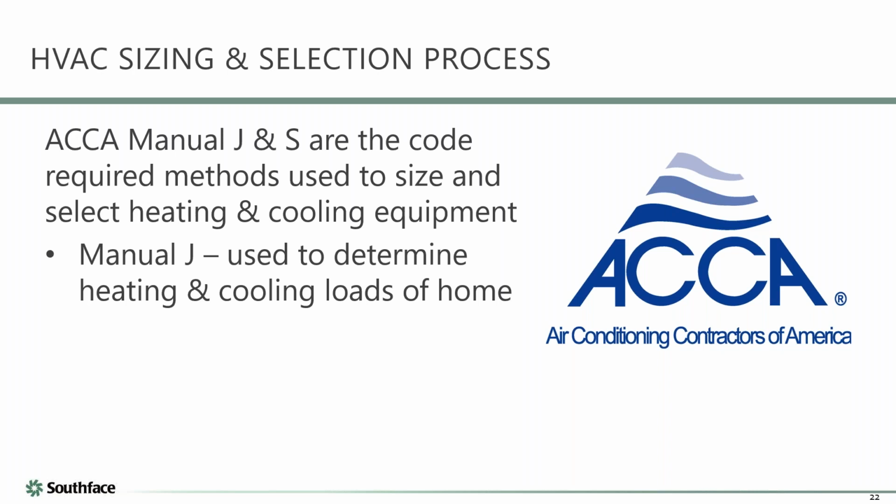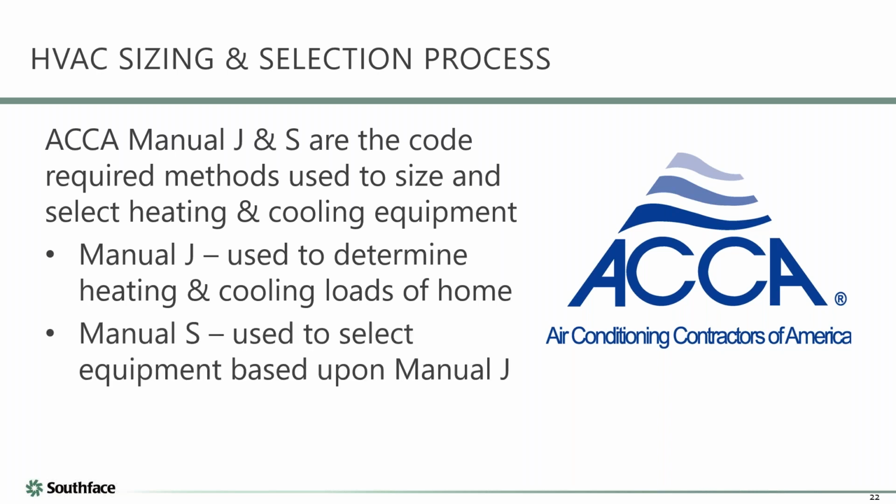So the load is from the house. The capacity is what you get from equipment. So equipment has capacity, houses have loads. We want to design equipment to have enough capacity to satisfy the load without being too big. And once you calculate the loads, then you're going to use what's called Manual S to select or size, or really I think specify, equipment from a given manufacturer that is going to correctly satisfy the loads.